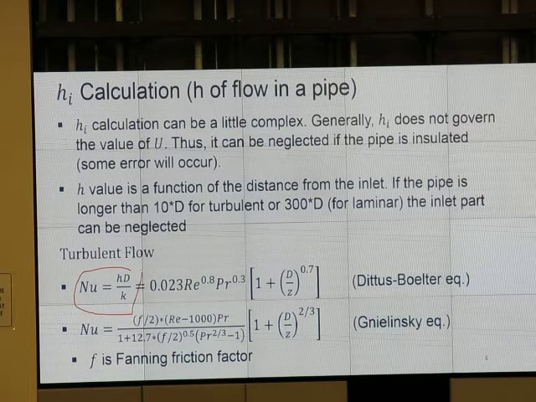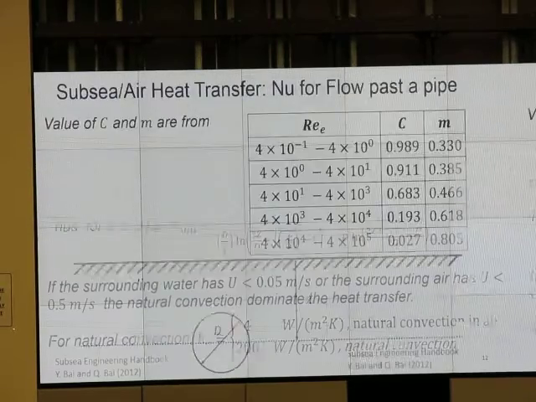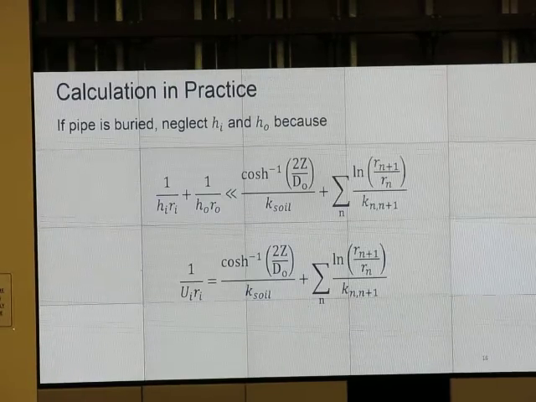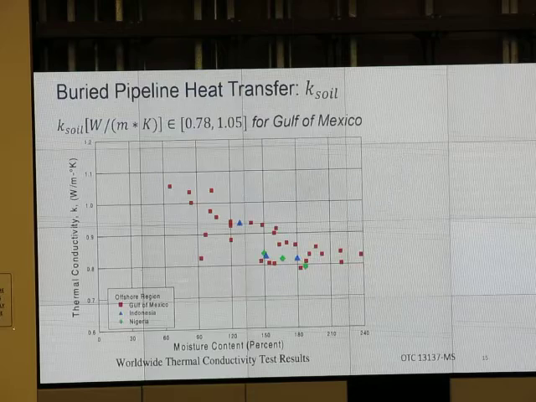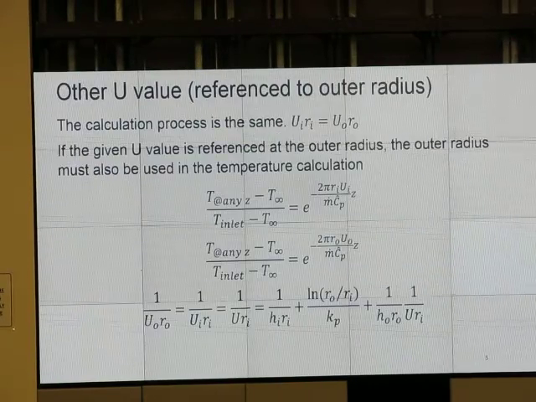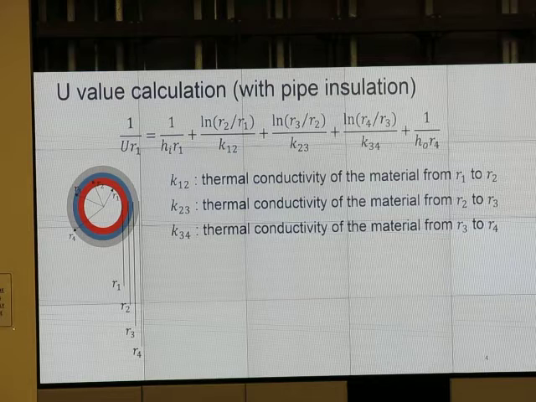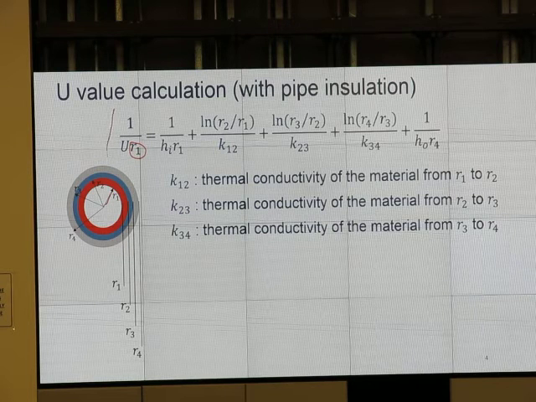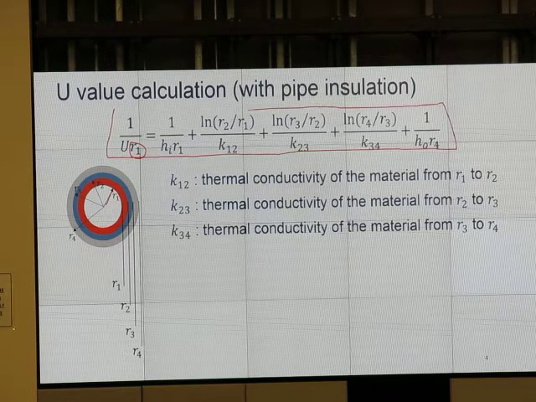Please write it down. So next one is the formula for overall heat transfer coefficient, where the inner radius is the reference radius. What am I talking about? Overall heat transfer coefficient? I'm talking about U value. That's my U value. R1 is the inner radius. Okay. So write that formula down.